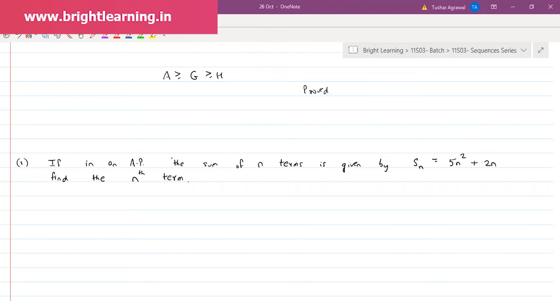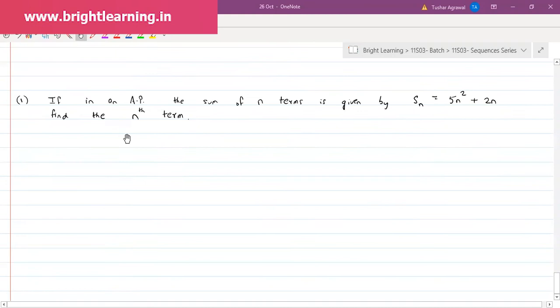Sir, answer is 25n plus 3. No, it's not 25n plus 3. It should be 10n minus 3. Okay, see, it's not that difficult a sum. Nth term is asked over here. So when nth term is asked, Sn is given.